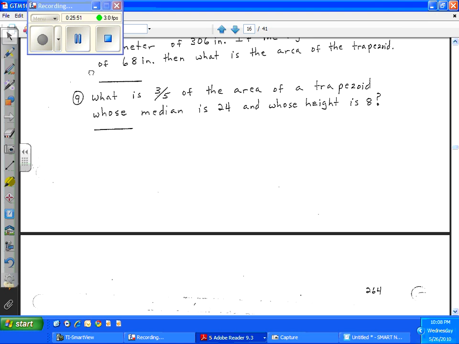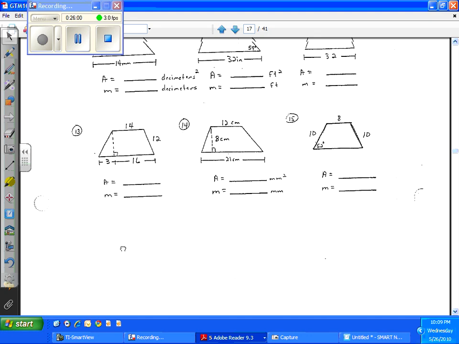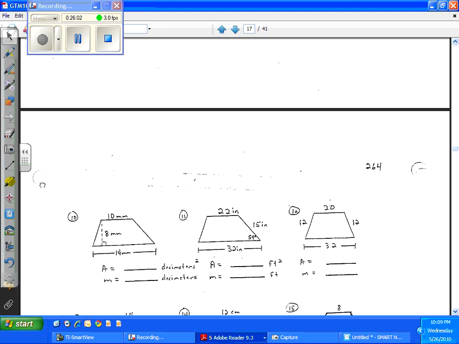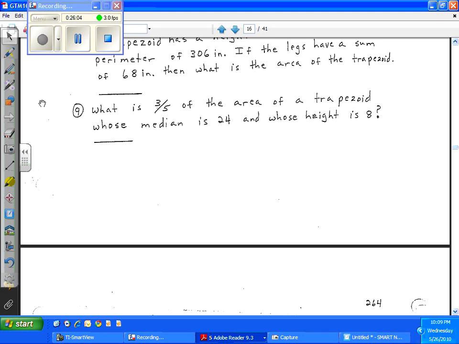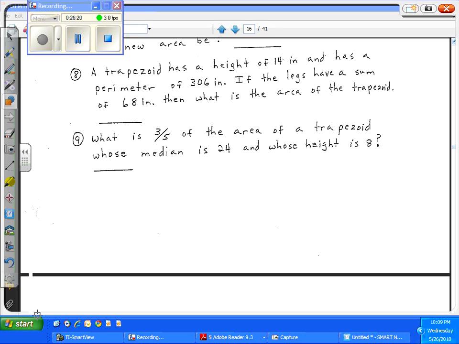7, 8, and 9 are some word problems. And then there's another string of them for you to practice on, which is good because you need the practice. Let's take a look at the word problems. Maybe I need to work one of those. Just look at number 8. It looks like a nice one.